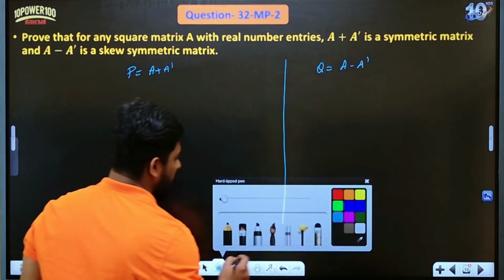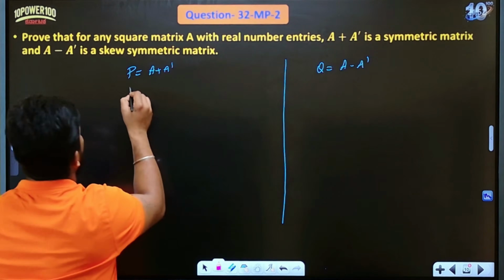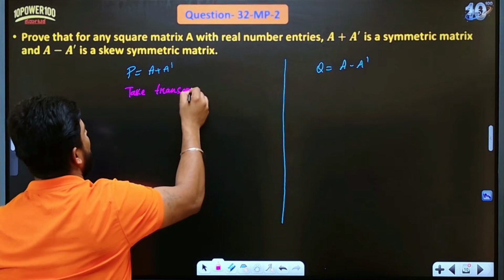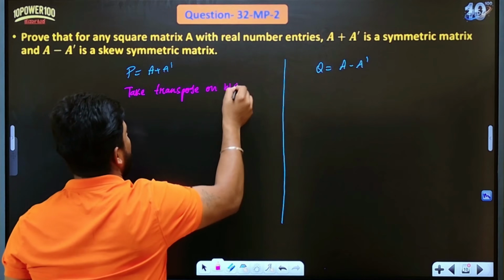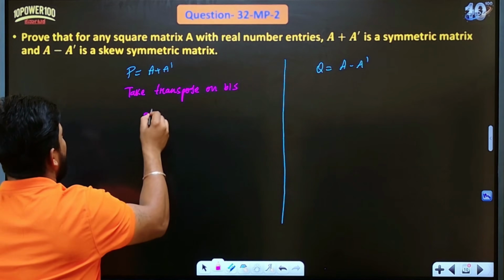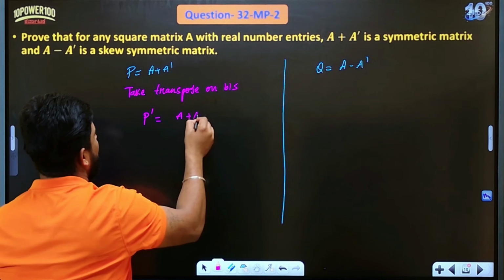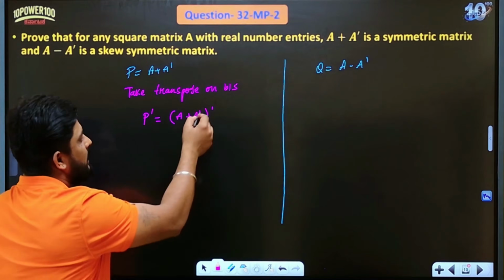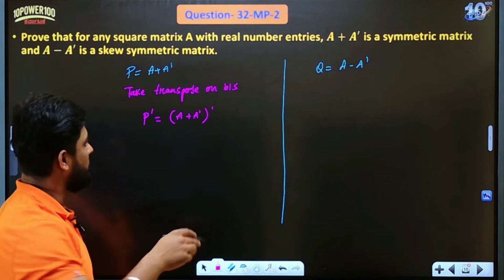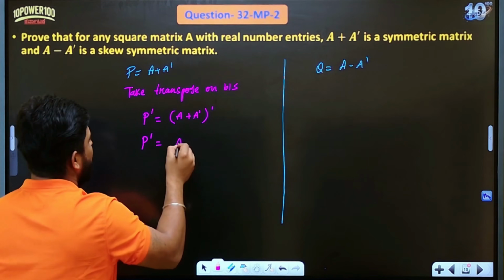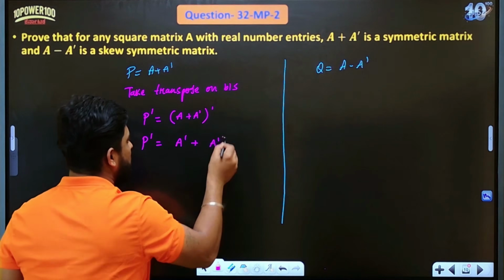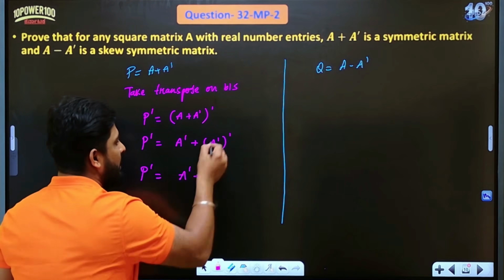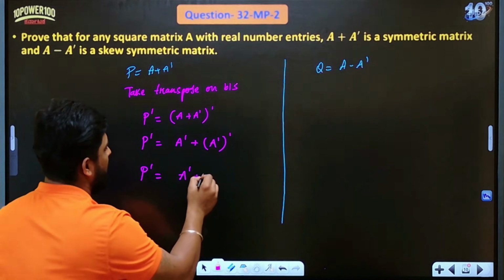So after this, what do we do? Take the transpose on both sides. Write transpose on both sides. So P dash is equal to A plus A dash the whole dash. When there is a dash like this, children, the transpose can be taken inside the bracket. So P dash is equal to A dash plus A dash the whole dash, A dash the whole dash. So P dash is equal to A dash. When we have double transposes, that becomes the original matrix. So it becomes A only.